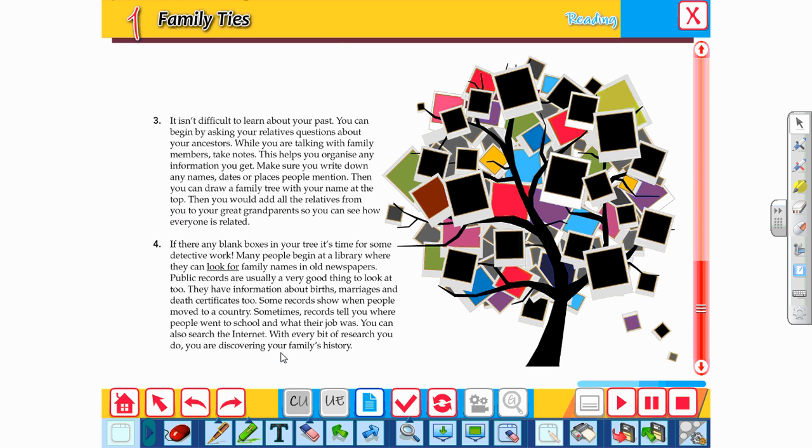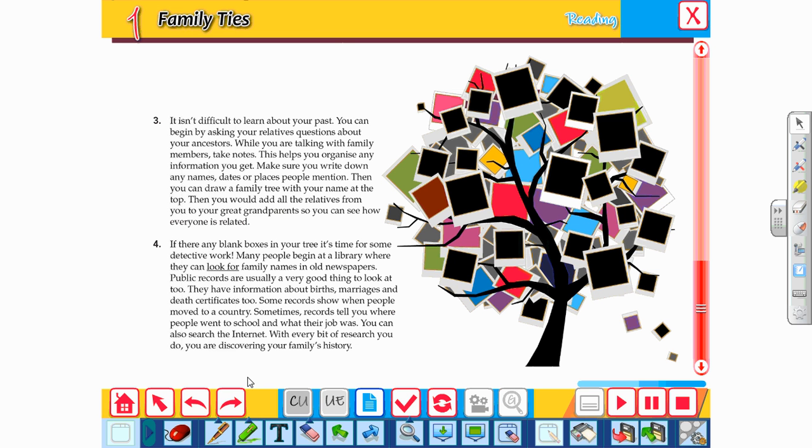So, this point number 4 is just to help you and give you more steps that you can do to find more about your family's past, your ancestors. You can search in the library, you can search the internet, you can search the public records. Public records means the records which are allowed to all the people to view, to know more, to listen, to read.